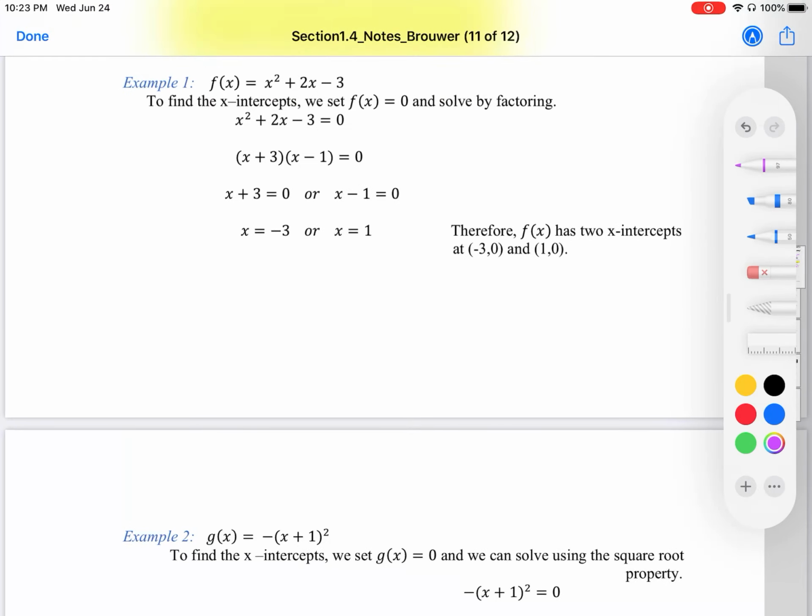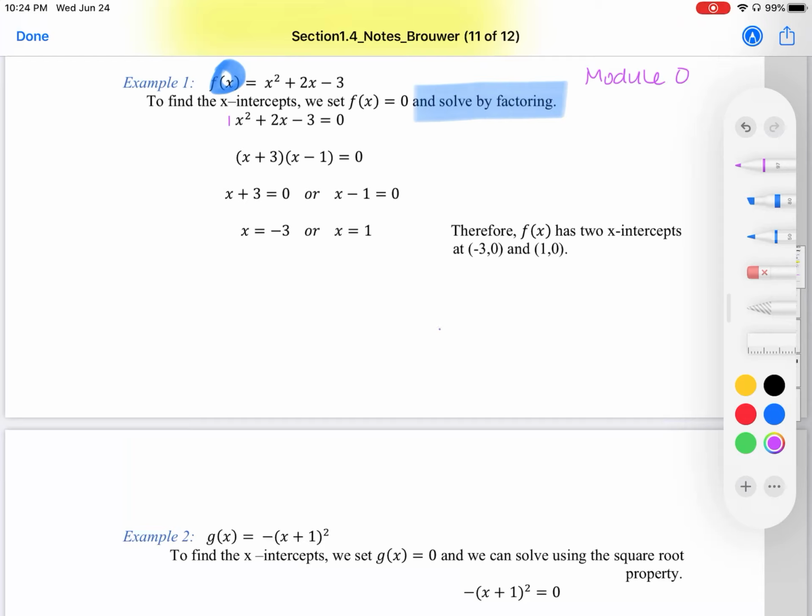Example 1. To find the x-intercepts, we set f(x) equal to 0 and solve by factoring. So we're going to replace f(x) with the number 0. Now we're going to solve by a technique called factoring. Does this sound a bit odd? Again, go ahead and check out Module 0. There is a lot of review on factoring you can see there.